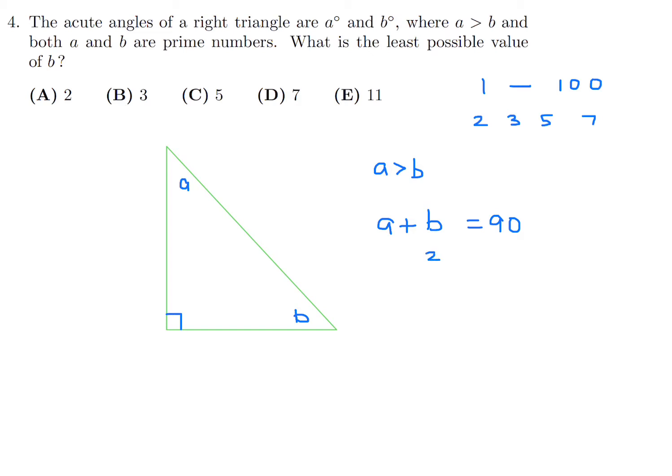So we already did 2 and 88, that was a bust. We did 3 and 87, that didn't work. How about 5? 5 and 85, well, that doesn't work. 85 is obviously divisible by 5. How about 7? That gives me 7 and 83. 83 is a prime. This is a prime, this is a prime, and B equals 7 is the smallest possible value of B I can get with the conditions of the question. So number 4, the answer is D.